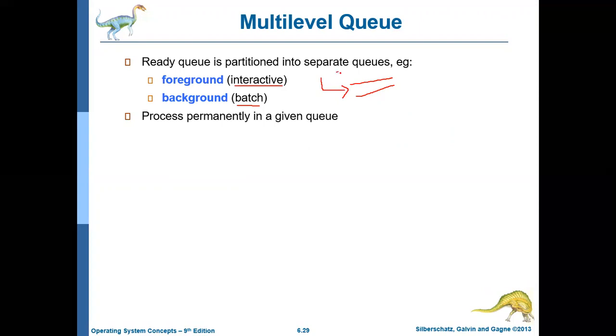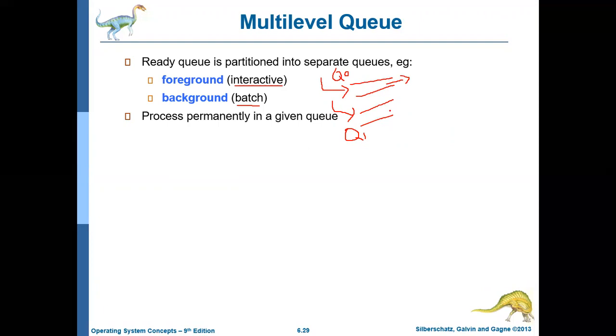Okay, for example, if there are two queues, Q0 and Q1, whenever an interactive foreground process comes, it will go into Q0. And whenever a batch process or a background process comes, it will always go into Q1. So the operating system divides the queue into multiple queues, and it permanently assigns processes of a particular type to a particular queue. And further, these different queues may follow different scheduling algorithms.